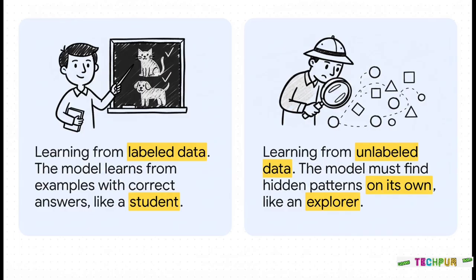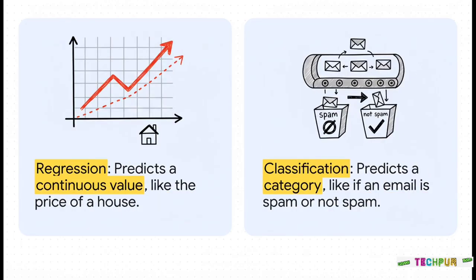It's kind of like the difference between studying from a textbook versus just exploring a brand new world on your own. Let's zoom in on that supervised path for a sec. It usually boils down to two main kinds of jobs. Regression is what you use when you want to predict a number, like the price of a house or tomorrow's temperature. Classification is for when you want to predict a label or a category, like is this a picture of a cat or a dog, or is this email spam or not spam?